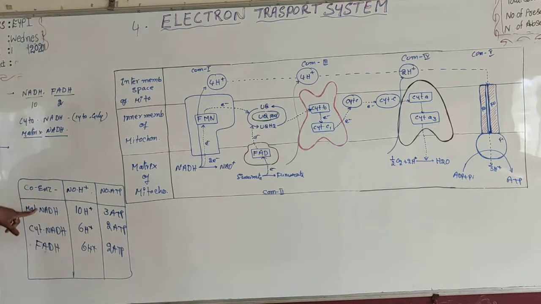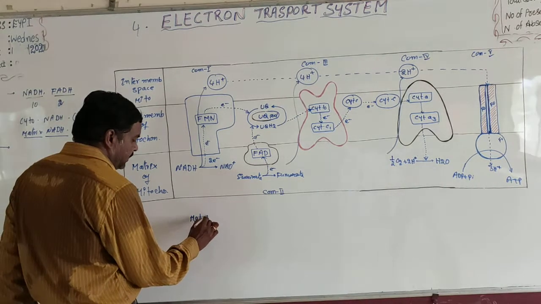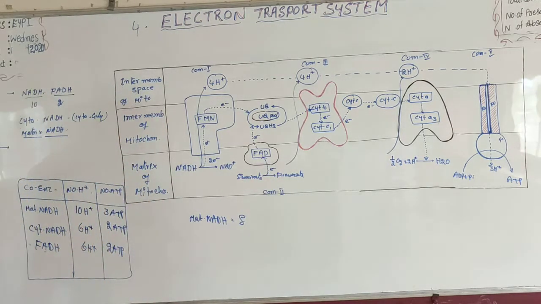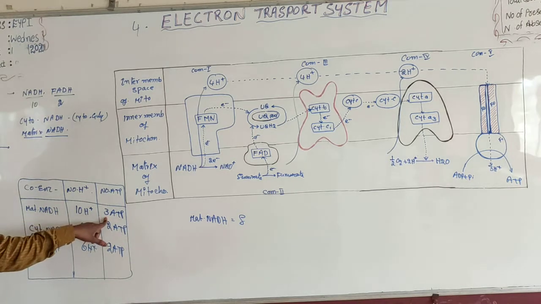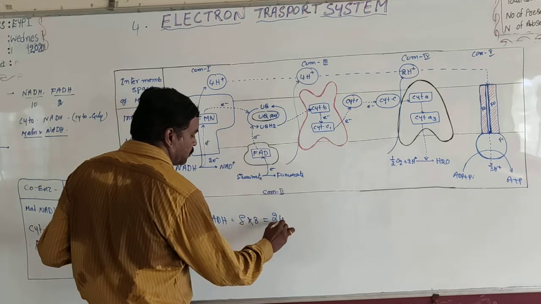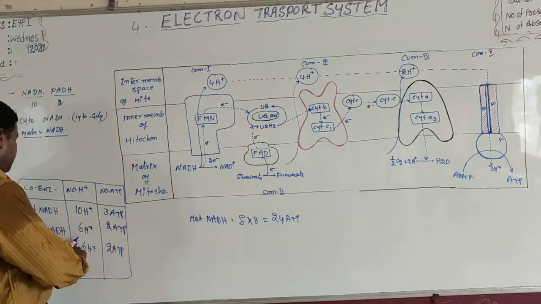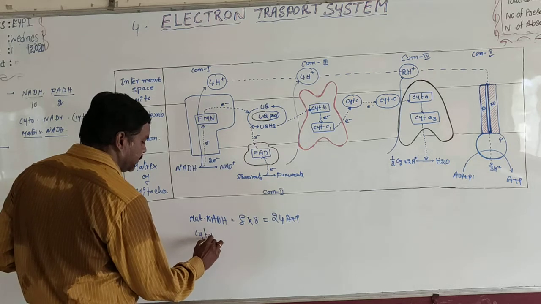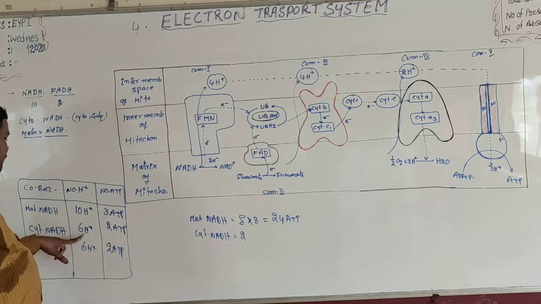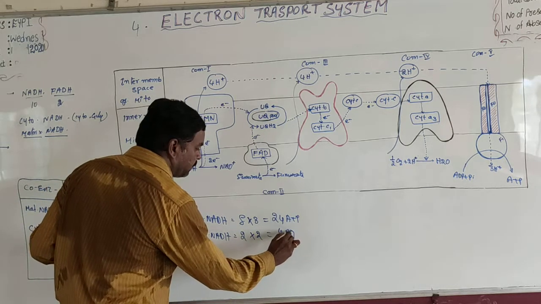But how many matrix NADH2 are there? Matrix NADH2 total 8. Okay. These 8 give 3 ATP each, so matrix NADH2, 8 into 3, equals 24 ATP. And how many cytosolic NADH2 are there? There are 2 cytosolic NADH2 and it is 2 ATP each. 2 into 2 equals 4 ATP.